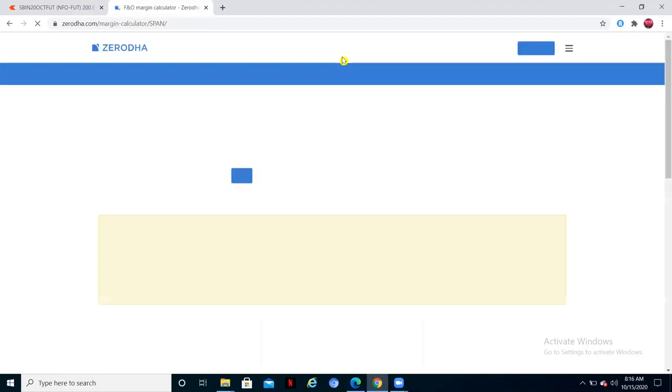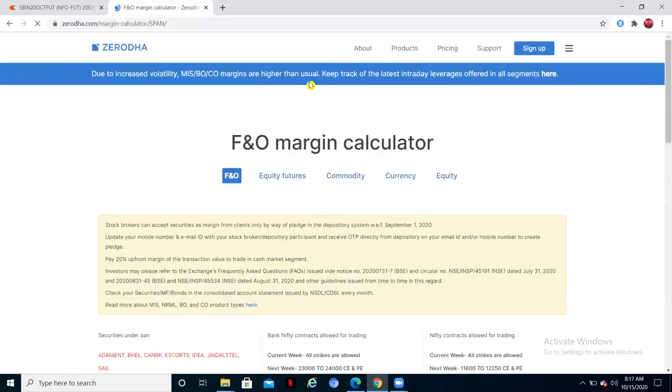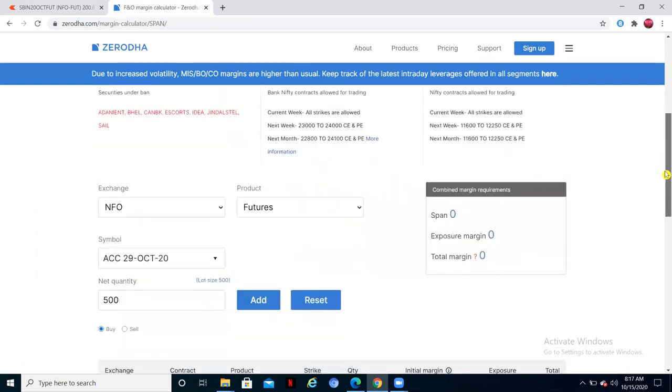That is, futures are highly leveraged. We are getting a better margin. That is, even if you are using, you can say, 20% or 25% of the total amount which is required for equity, you will be able to trade in futures.